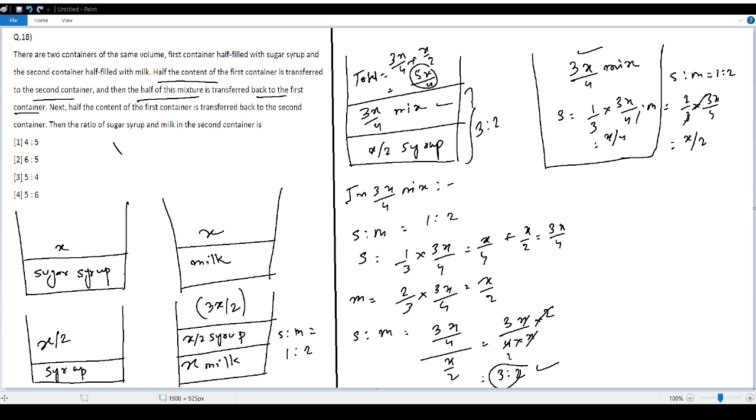Now in this particular container, total syrup is how much? 3x by 8 plus how much syrup was already there? x by 4 syrup was there, so that gives 5x by 8 syrup. And what is the milk over here? x by 4 now came, plus earlier x by 2 was there. So that means 3x by 4 came out.